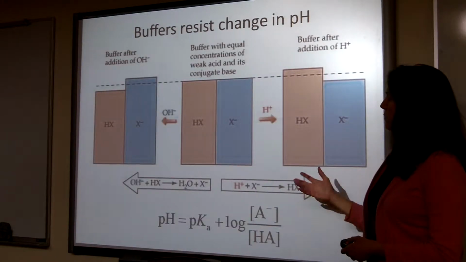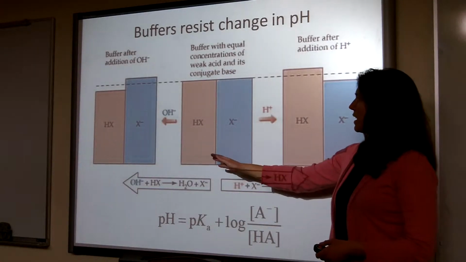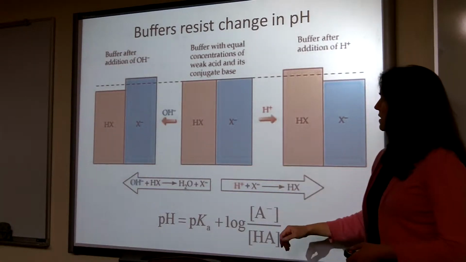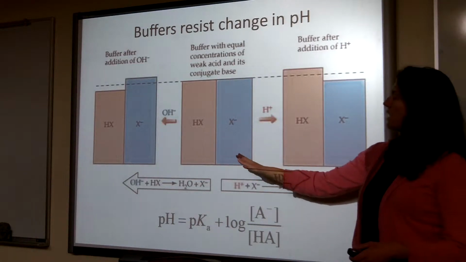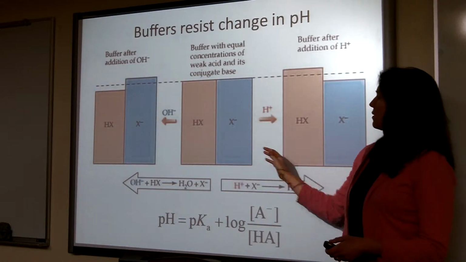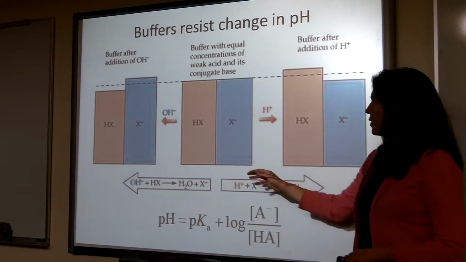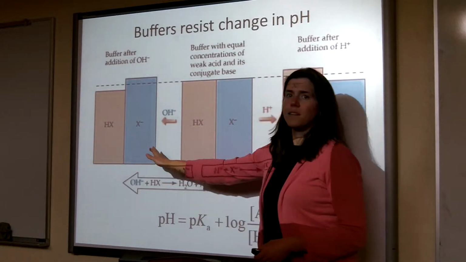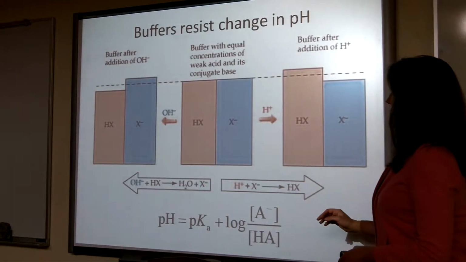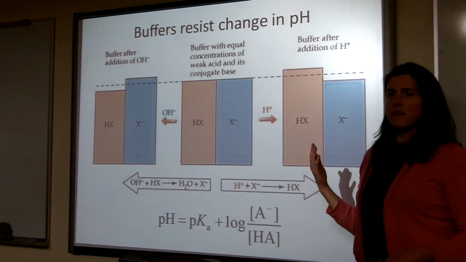And here is a pictorial picture of it. If you've got a buffer with equal concentrations of its weak acid and its conjugate base, and you add some strong acid to it, you'll notice that some of the weak base will be converted into the conjugate acid. If you add some hydroxide ions to it, some of the weak acid will be converted into the conjugate base. And this will result in not a very big change in your pH.